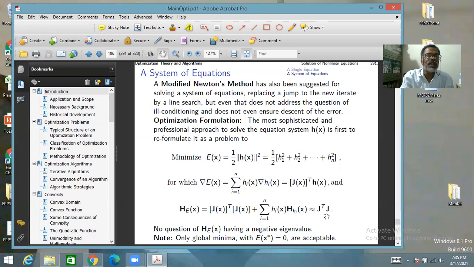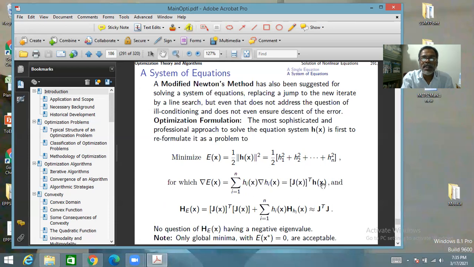The actual problem with this formulation is something different. This function may have several minima, and some of them may be local minima, some of them may be global minima. Global minimum will have a value 0. And only when this is 0, you have got a solution of the equation system. Because only when this is 0, you know that h1, h2, h3, h4 are all individually 0. And that is what you wanted actually. So just a minimum will not do.